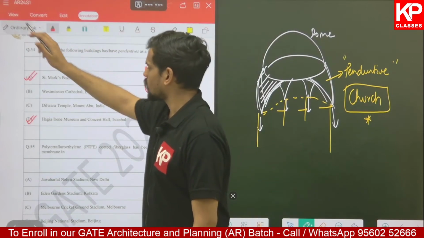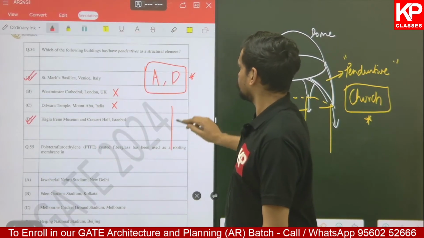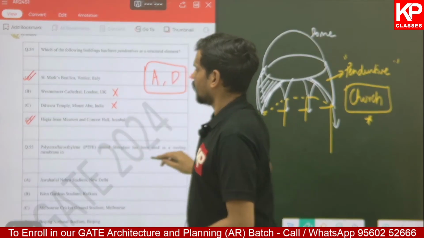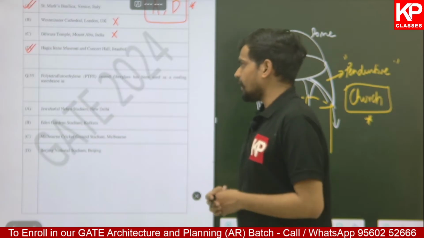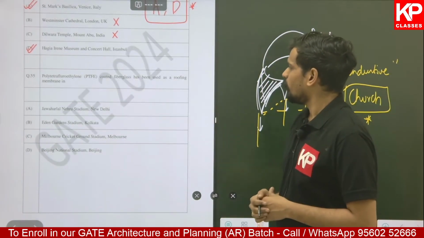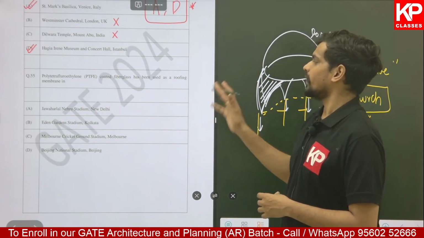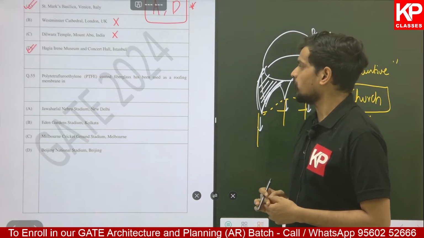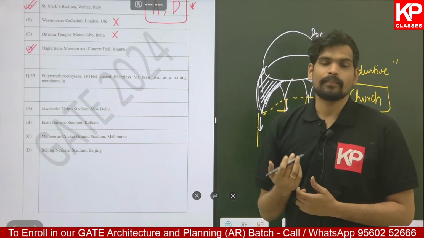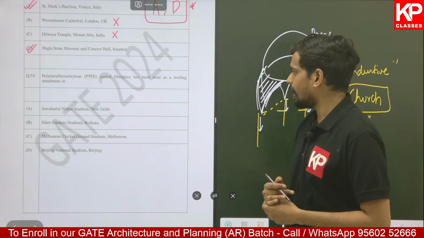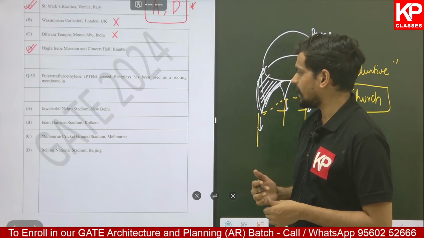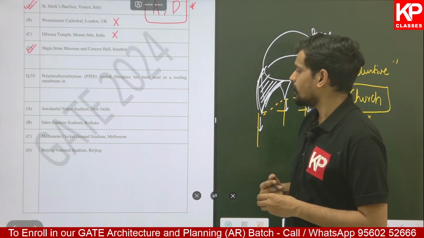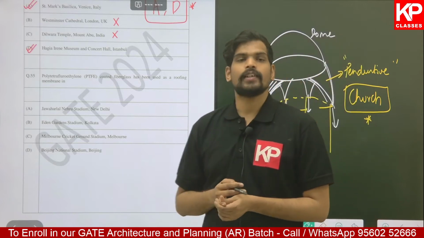Moving on to the next one, question number 55. PTFE, polytetrafluoroethylene, PTFE coated fiberglass has been used as a roofing membrane in some stadiums, cricket stadiums particularly. The options given are Jawaharlal Nehru Stadium in New Delhi, Eden Gardens at Kolkata, Melbourne Cricket Stadium in Melbourne, and Beijing National Stadium, Beijing.